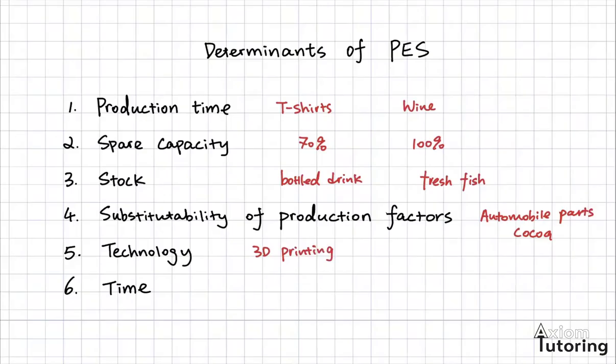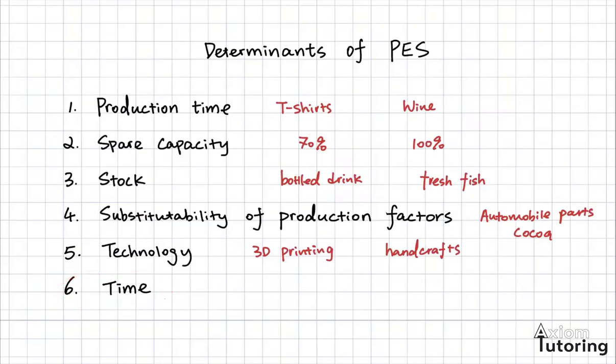A low PES example is traditional handcrafted furniture. Output is limited by human skills and time, so even if prices rise, firms cannot increase quantity supplied very quickly. PES is low. The sixth determinant is time.